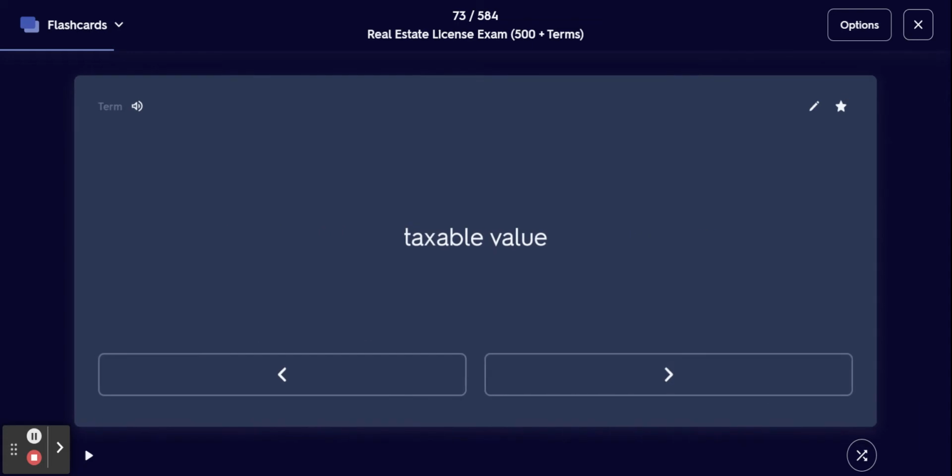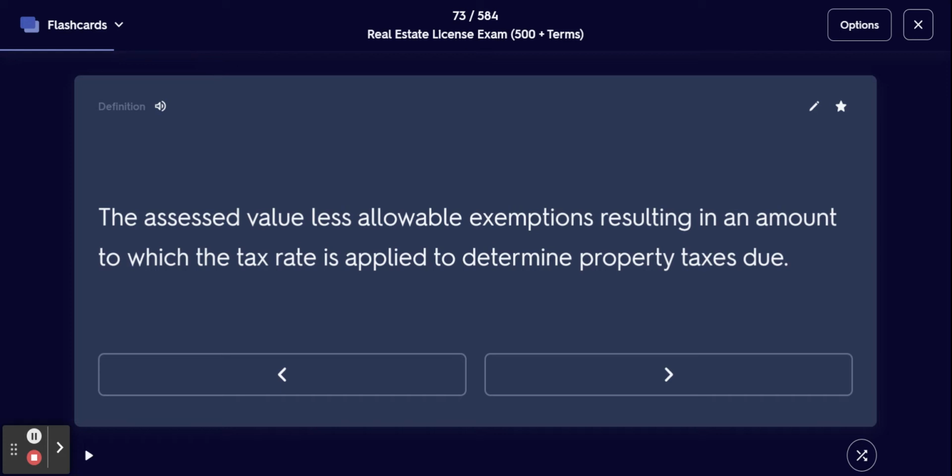Taxable value. The assessed value less allowable exemptions resulting in an amount to which the tax rate is applied to determine property taxes due.